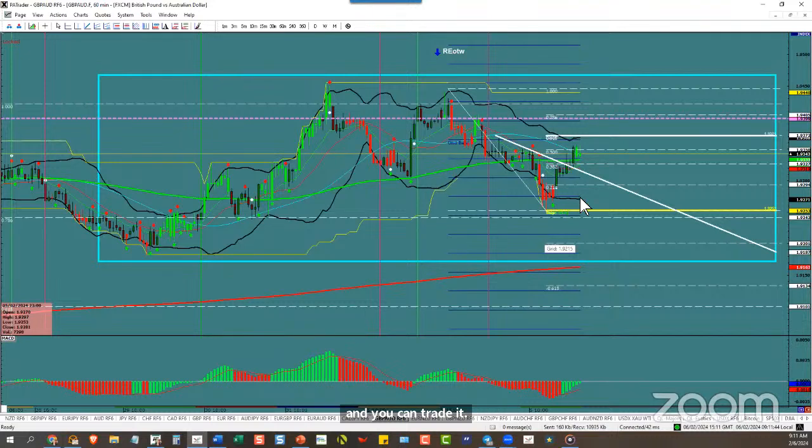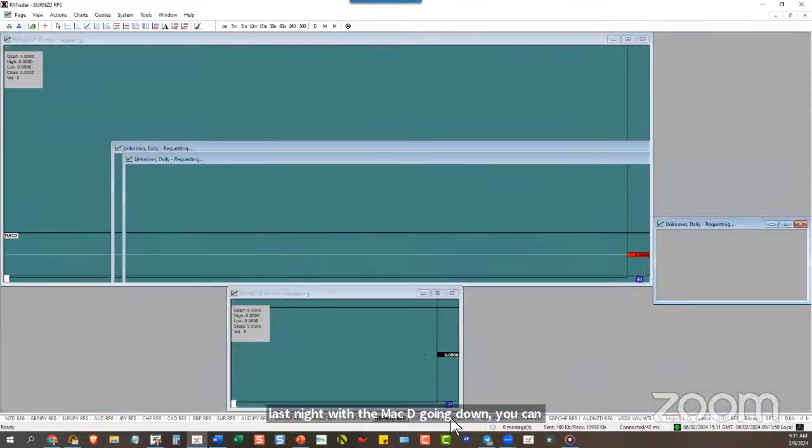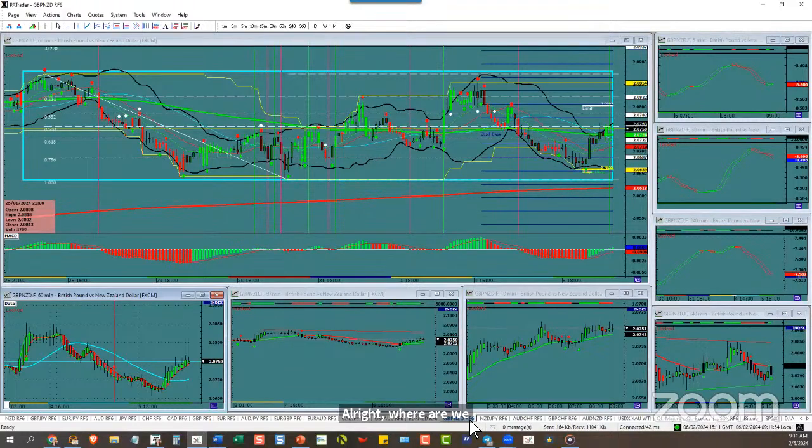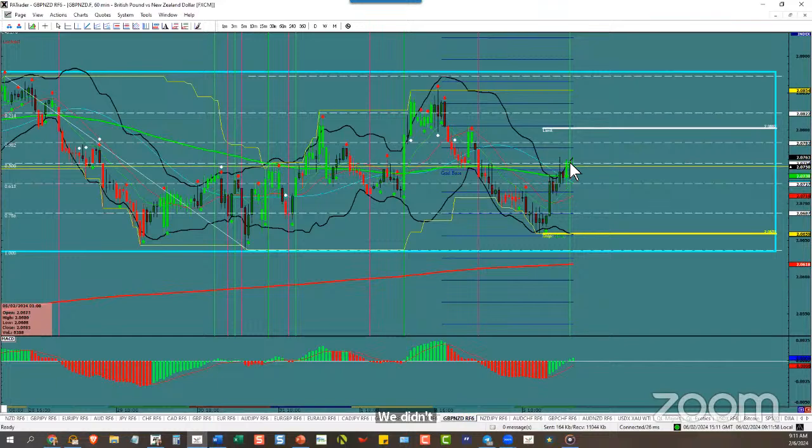And it was structured yesterday, guys. We had it already down last night with the MACD going down, you can see. All right, where are we? Euro New Zealand, we've done. Pound New Zealand, we didn't do. All right. So pound New Zealand headed up.